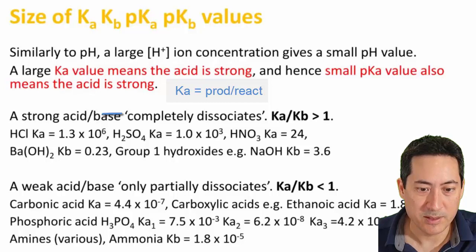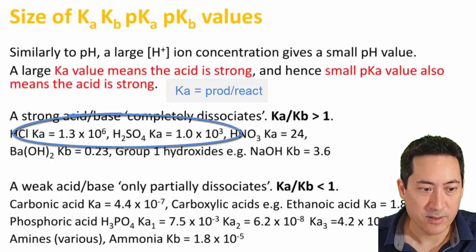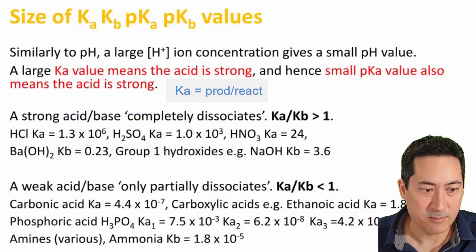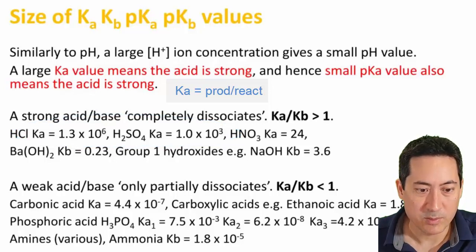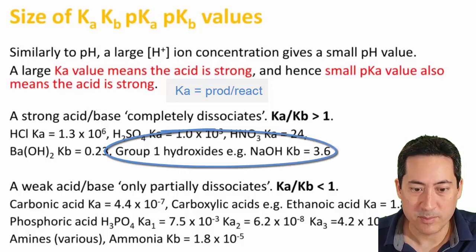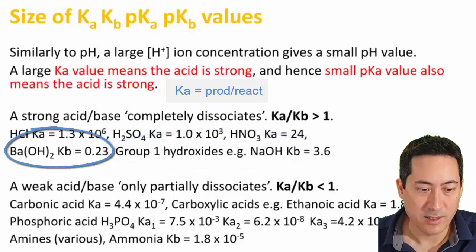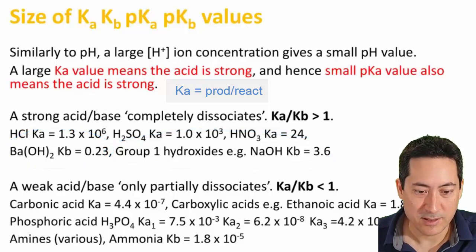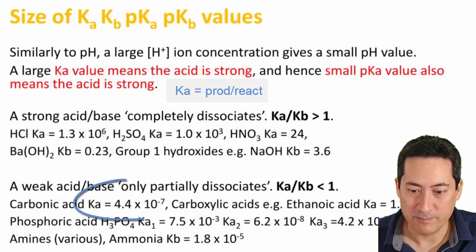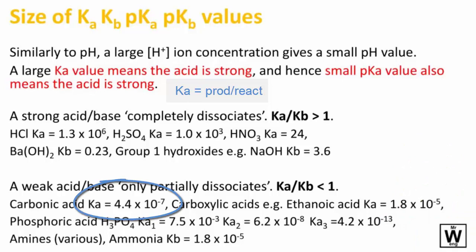So we've got numbers in the millions here or the thousands for these common strong acids, hydrochloric and sulfuric acid. I've written all of these ones in here because these are the ones your syllabus says you need to know are strong acids and strong bases. So all of the group 1 hydroxides, that's 3.6. You can see this one here is just under 1. And the weak acids here, you can see it's negative over 1 million. And so they're quite huge numbers.